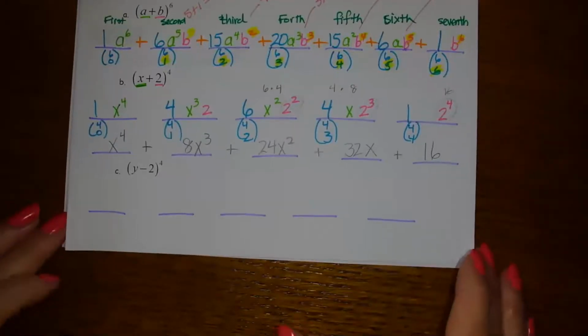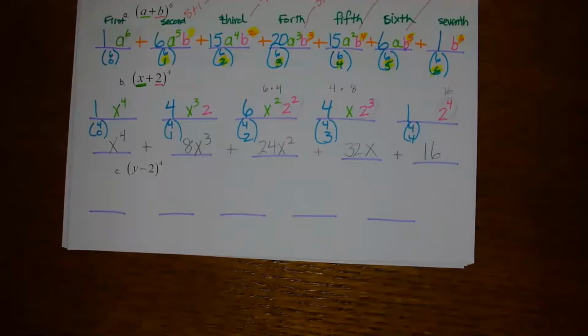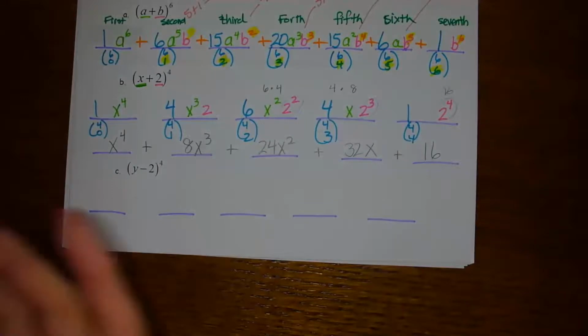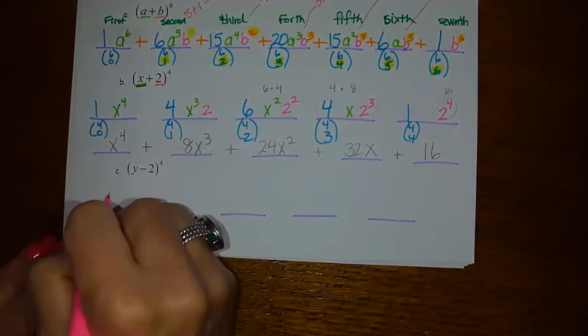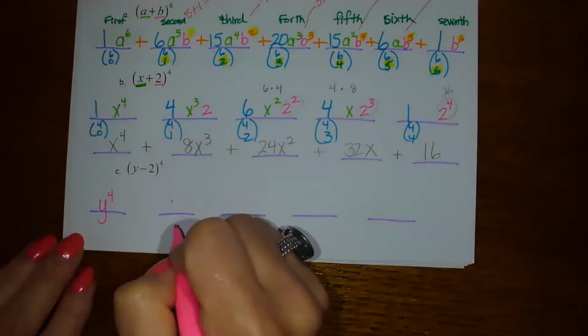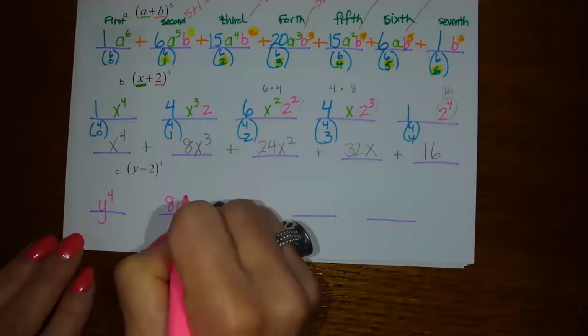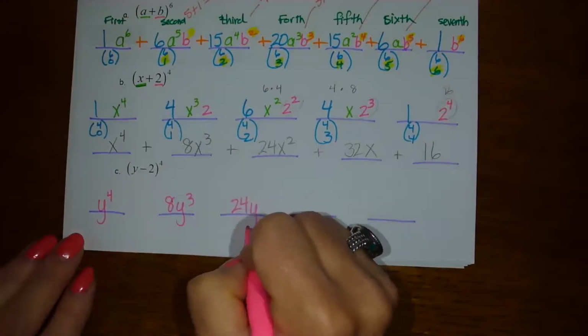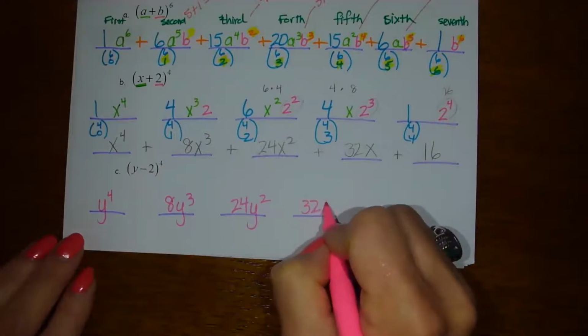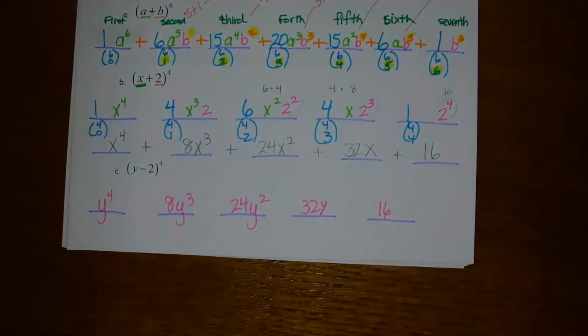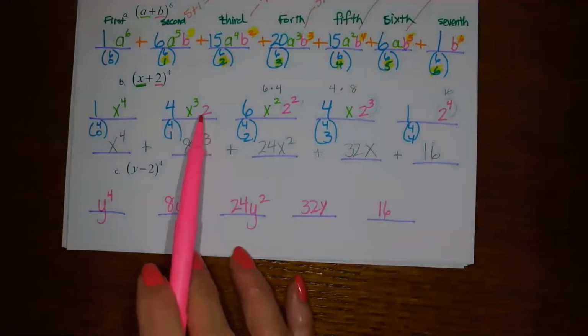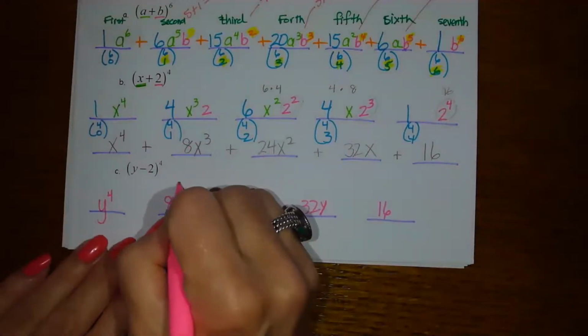All right. So we're looking at a minus sign. Are any of the numbers going to change or just the signs? Just the signs, right? So I already know that this is what? Y to the 4th, right? 8y cubed, 24y squared, 32y, and 16. Now we got to figure out the pattern with the signs. So instead of being a 2, it's going to be what? This time it's going to be -2.